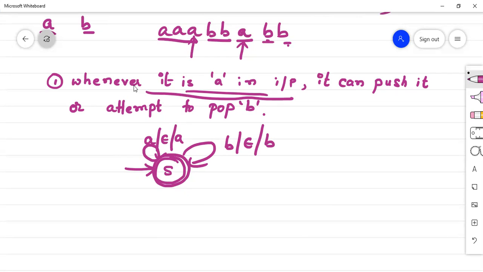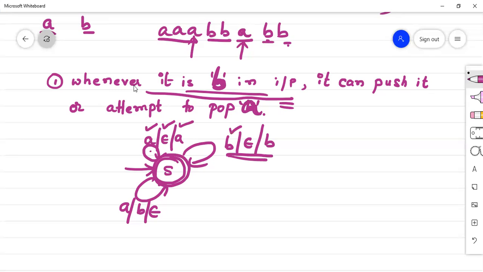Okay. So what's the equivalent for this A? This is when I am getting A and it doesn't matter what is there in the stack, I am trying to push A, trying to count A's, right? The other one, that is OR, it can try to pop, correct? So if you have an A and in the stack there is a B, then pop it, right? Pop it. The second one is whenever there is a B in the input, it can either try to push it or it can pop A. So this is for pushing. If you see a B, it doesn't matter what is there in the stack, you just push it, right? Or if you see a B and there is an A in the stack, try to pop it. All right. So this is one way of designing.